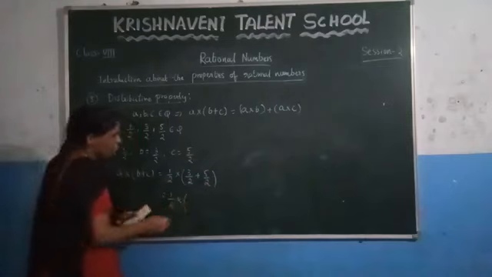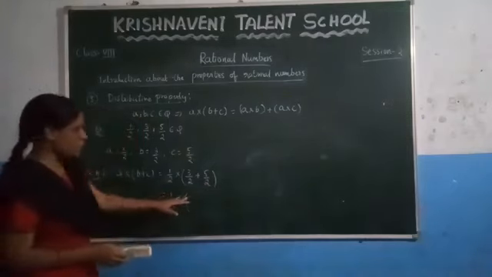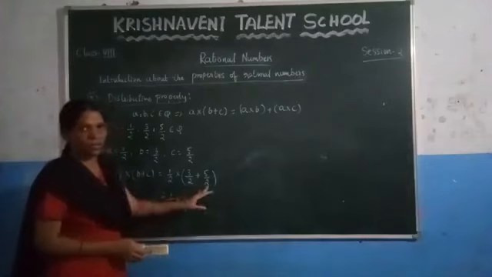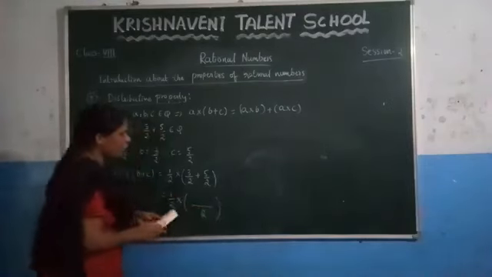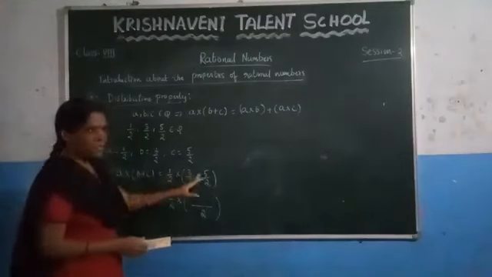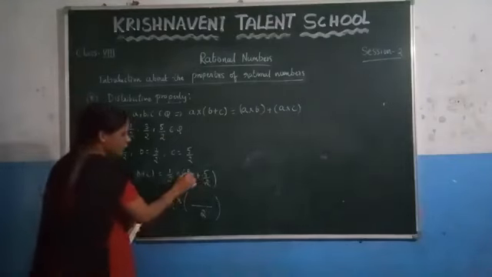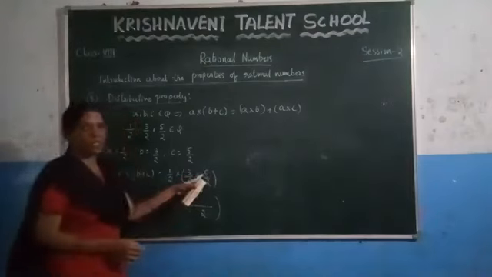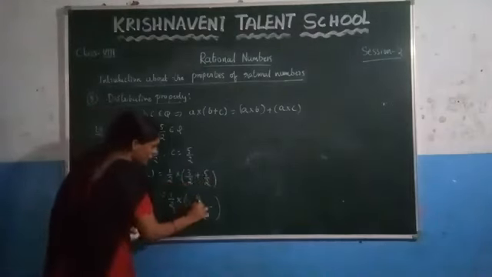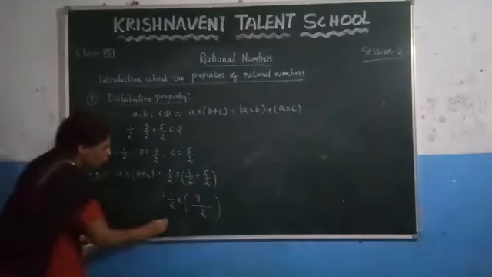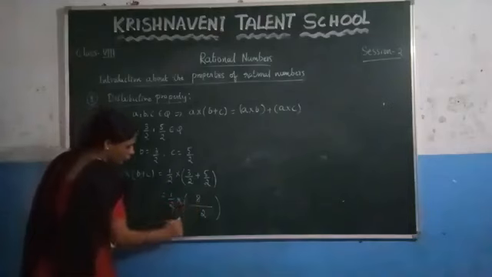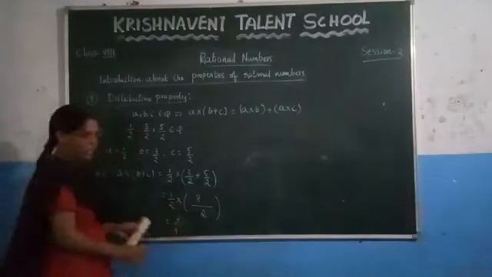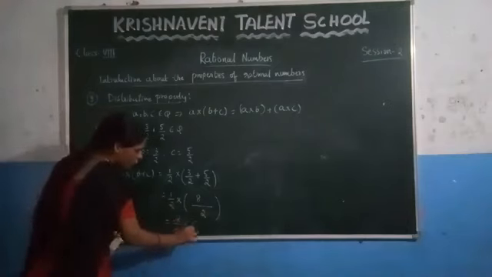How do you solve this? First you have to solve what is in the brackets. You have to take the LCM of 2 and 2, which is nothing but 2. Since the denominator is the same, you can directly add the numerators. 3 plus 5 is 8. Now just multiply these numbers. 1 into 8 is 8, and 2 into 2 is 4. What is the value of 8 by 4? Which is nothing but 2.